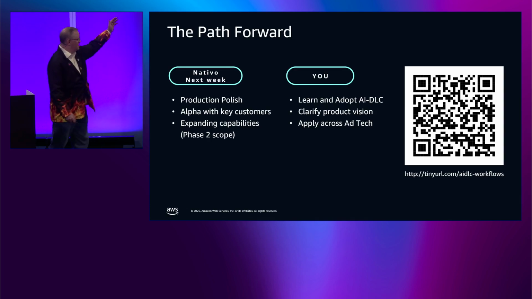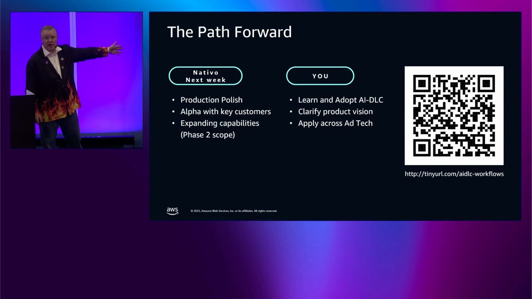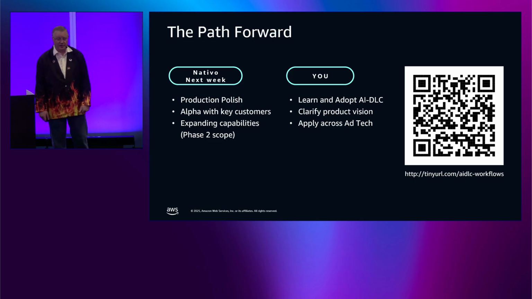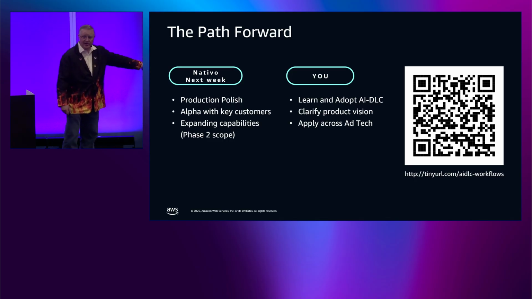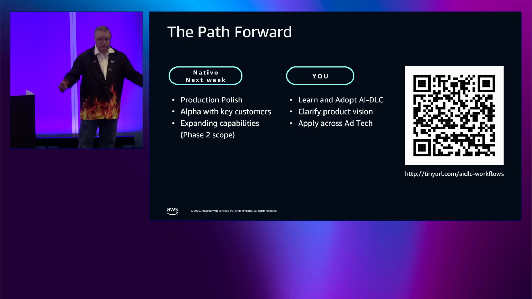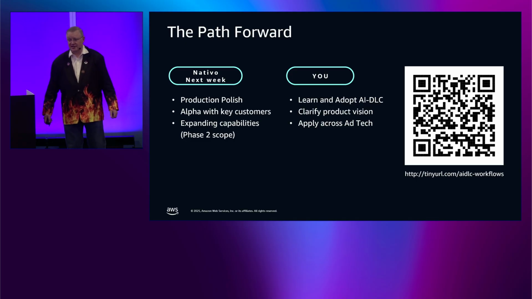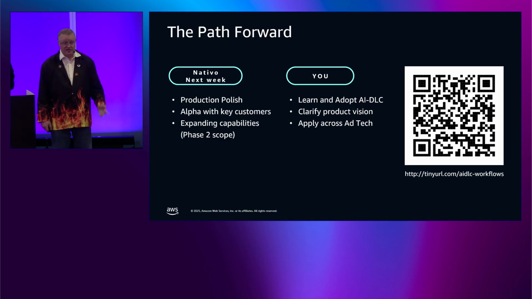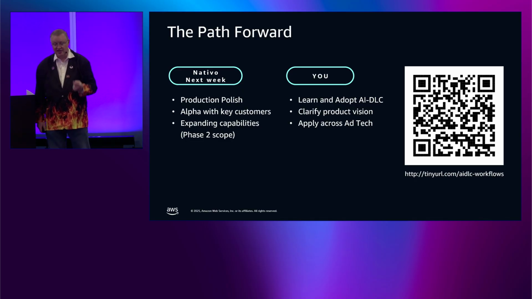So, Nativo, they're polishing it for production, fixing anything the customer feedback gives them. They're expanding, they're already working on phase 2 scope. What can you do? Try it. What do you got to lose? It's a little bit of time, takes a lot of work, because the first time through it, you're learning the process and you're running it.